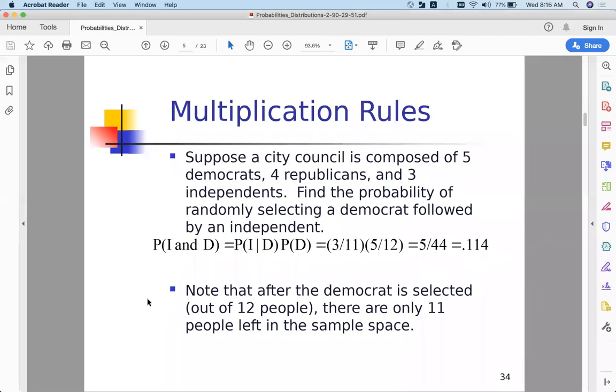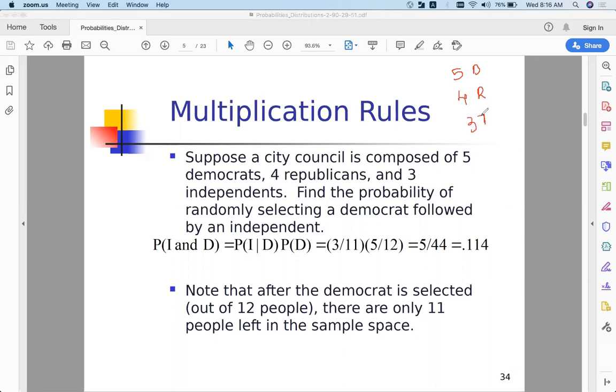So suppose a city council is composed of 5 Democrats. So let's say there are 5 Democrats, 4 Republicans, and 3 independents. Now the question is, find the probability of randomly selecting a Democrat followed by an independent, right? So what is the total number? The total number is 12, right?